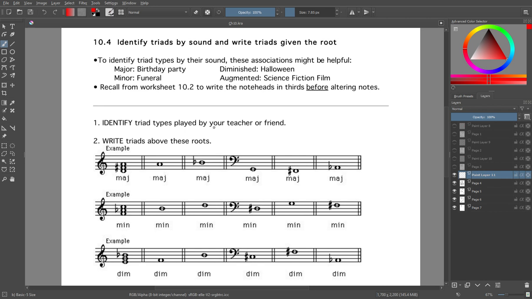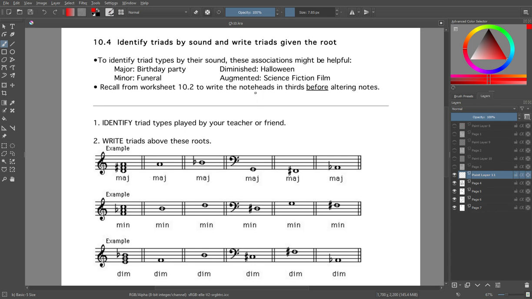Just a quick review. Major, da da da da da, sounds happier, kind of like a birthday party. Minor sounds like this. Da da da da da. Sadder, kind of like a funeral. Diminished sounds like this. Da da da da da. Kind of sneaky, creepy. They say Halloween association here, if that helps.